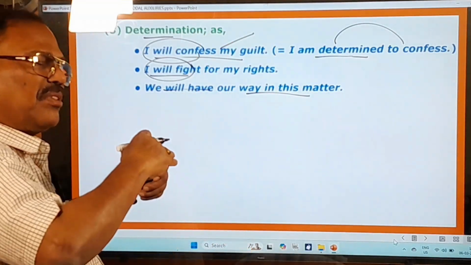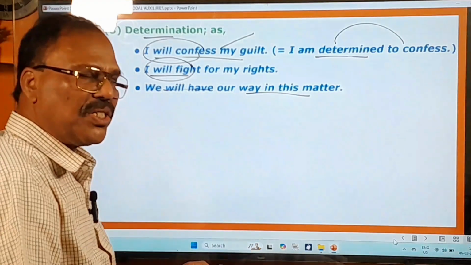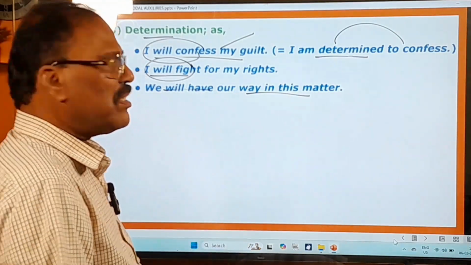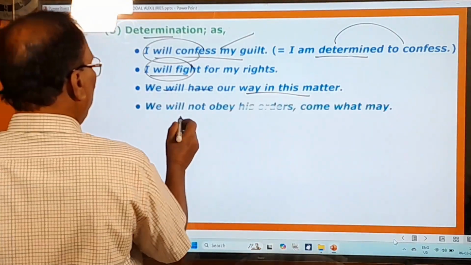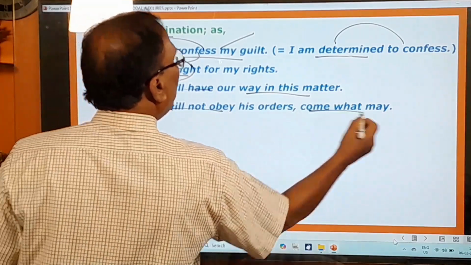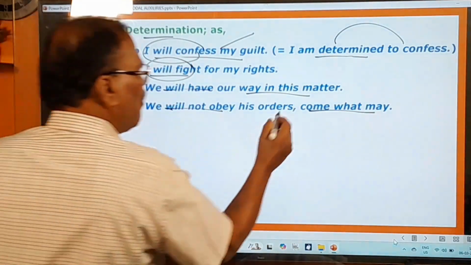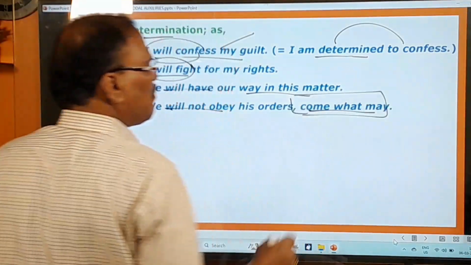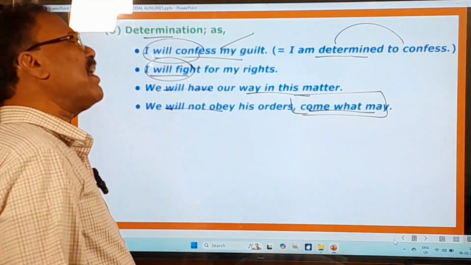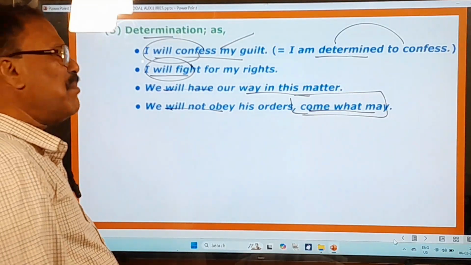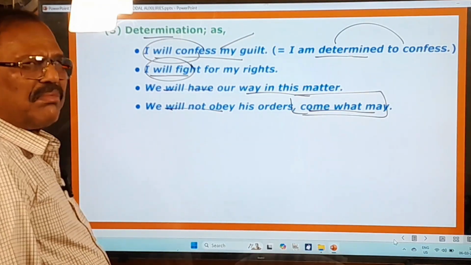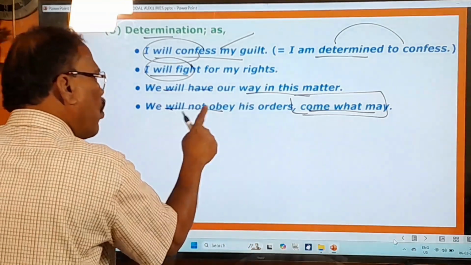So you have set a decision. You have made the decision. You have made the determination. So something like that. So here we will not obey his orders, come what may. Come what may is a beautiful phrase. Come what may means whatever happens, something. Come what may. That is the meaning of that. We will not obey his orders.